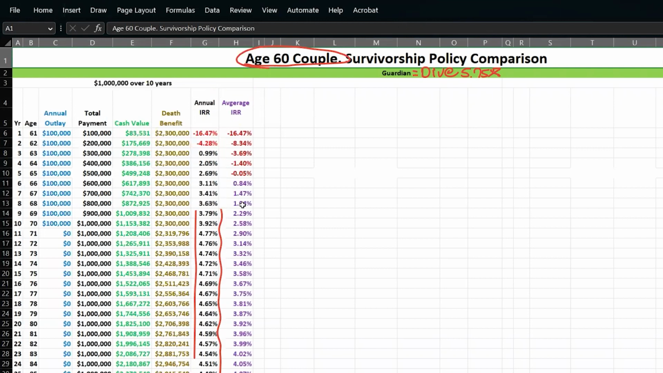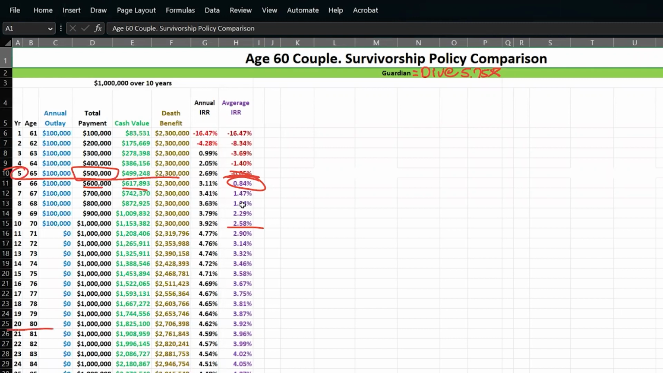When's your break-even point? Break-even is when your cash value is equal to your total payments. Look at this, year 5. 500 in, 499 and change. You're just about there, but we're not there. That's why we see this negative internal rate of return of 0.05%. The next year, however, we paid in 600, we've got 617. There's your positive average internal rate of return. If we look at year 10, average IRR is just about 2.6.